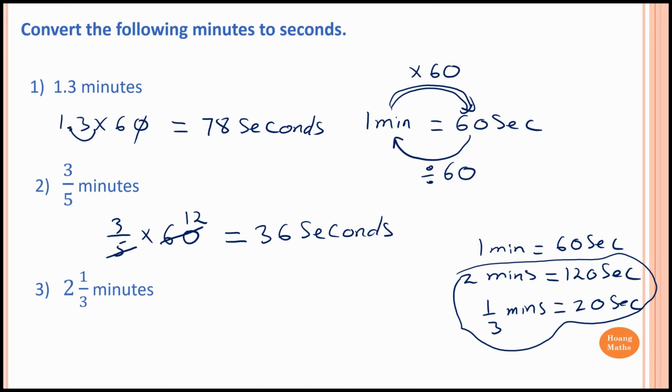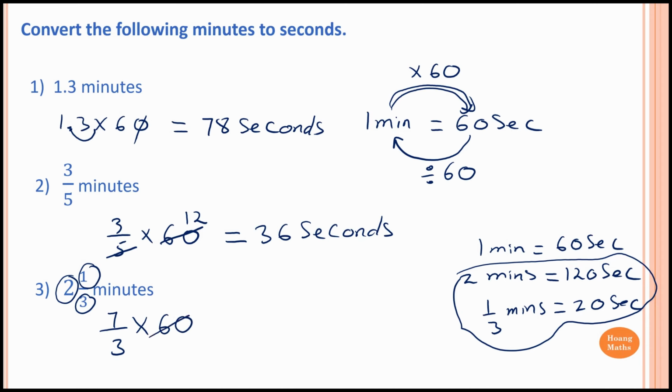But you can also convert that mixed numeral into an improper fraction, and then we just times by 60, because from minutes to seconds, we times by 60. So we go 3 times 2 is 6, and then we add this 1 here, becomes 7. So 7 over 3, and you times this by 60.